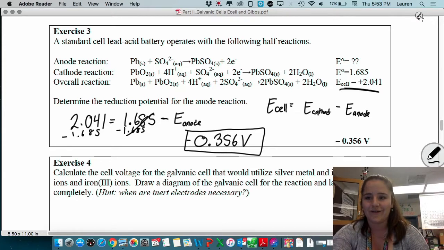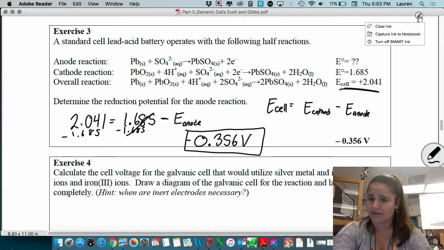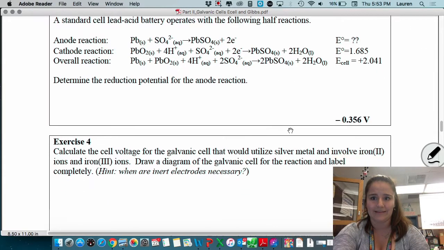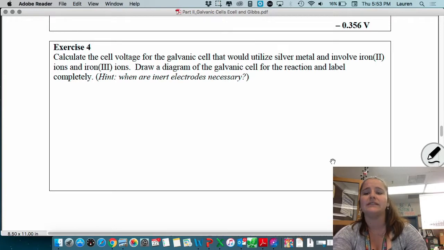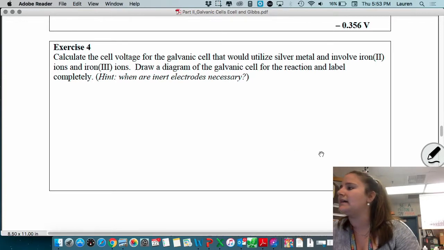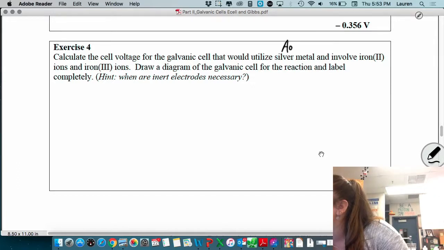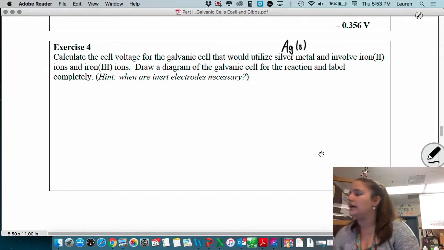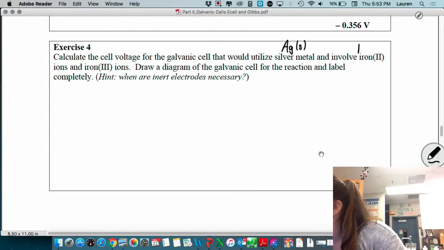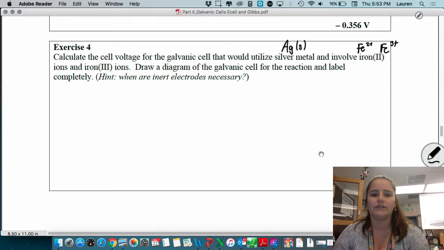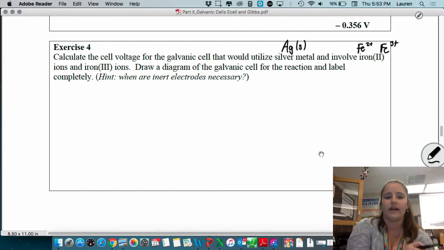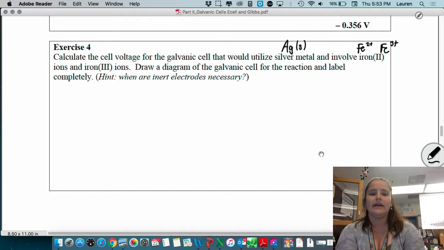Okay. Now we're gonna do some drawing. This is gonna be hard, but we got this. Calculate the cell voltage for a galvanic cell that would utilize silver metal. Okay, so we know we got some Ag in there and some iron 2 plus and iron 3 plus ions. Draw a diagram of the galvanic cell for the reaction. Label it completely. Hint, when are inert electrodes necessary?